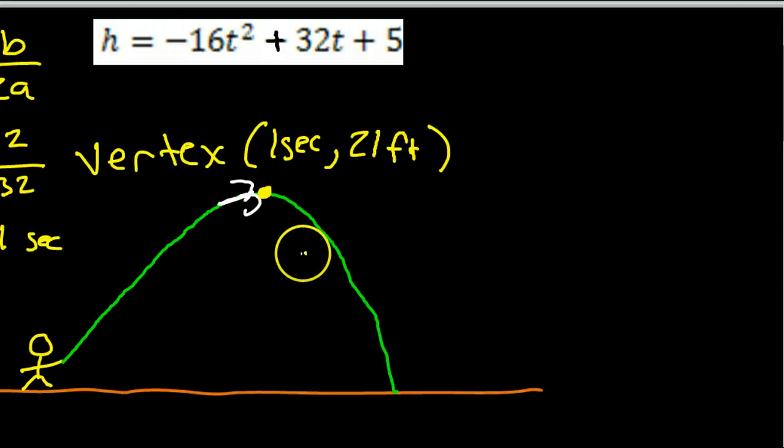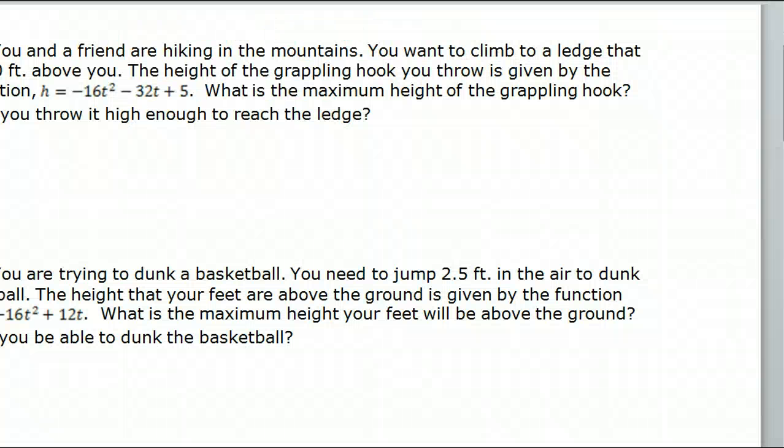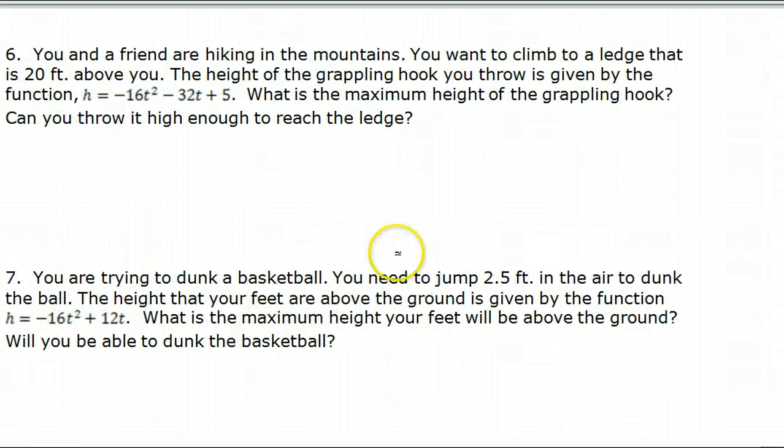So now I can answer the question. This person's hook will reach a maximum height of 21 feet. The ledge is 20 feet above you. So can we reach? Yes, we can.